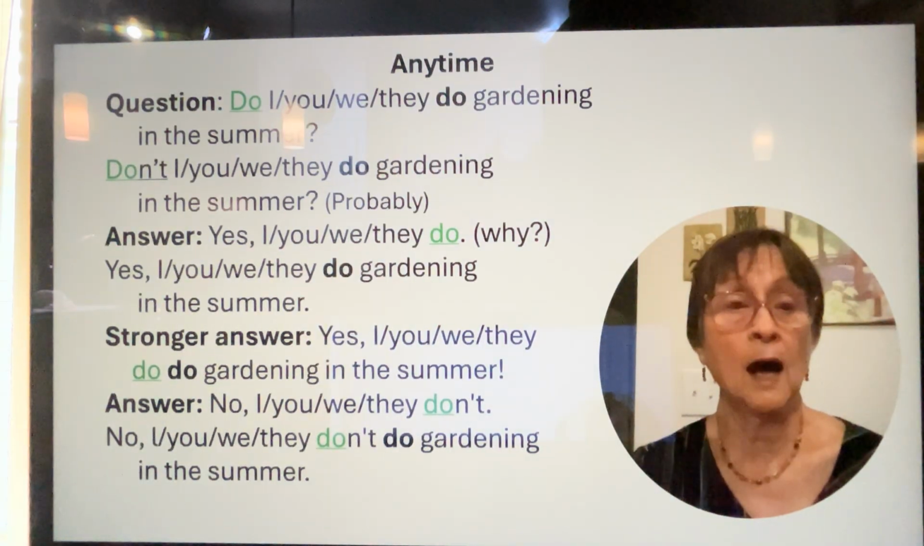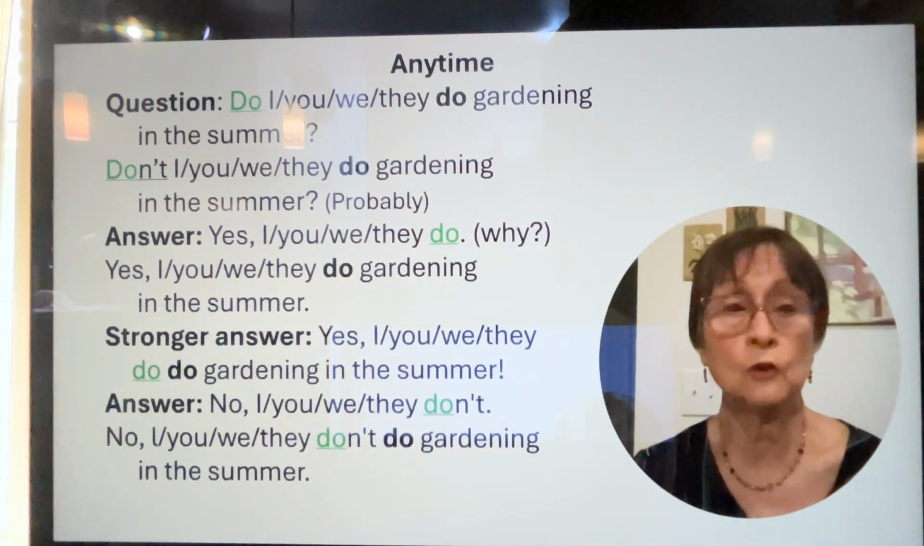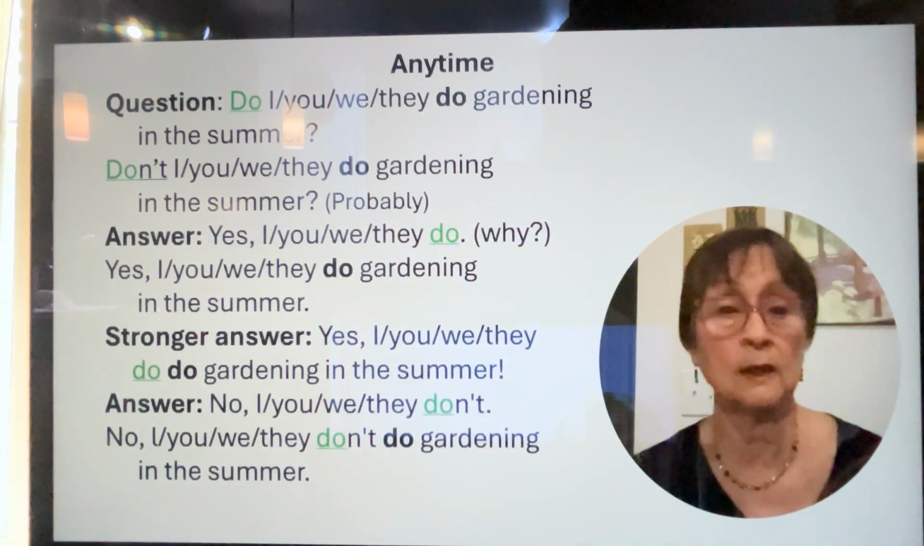Or you could say, I don't do gardening in the summer. No, you don't do gardening in the summer. No, we don't do gardening in the summer. No, they don't do gardening in the summer.